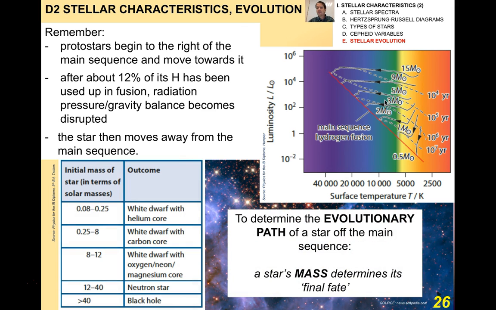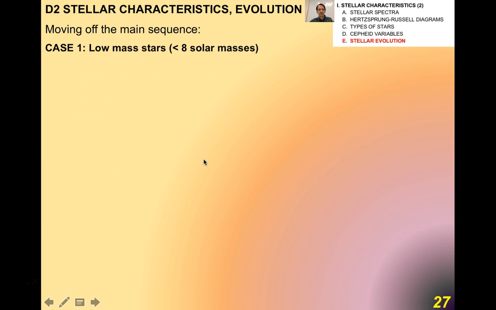Now, to determine the evolutionary path, the star's mass again determines its final fate. And here's a table from your textbook, which you do not need to memorize, but you do need to be familiar with, and we'll become familiar with it throughout our problem solving. Now, moving off the main sequence, let's talk about what happens when a star moves off the main sequence. I'm going to talk about two cases.